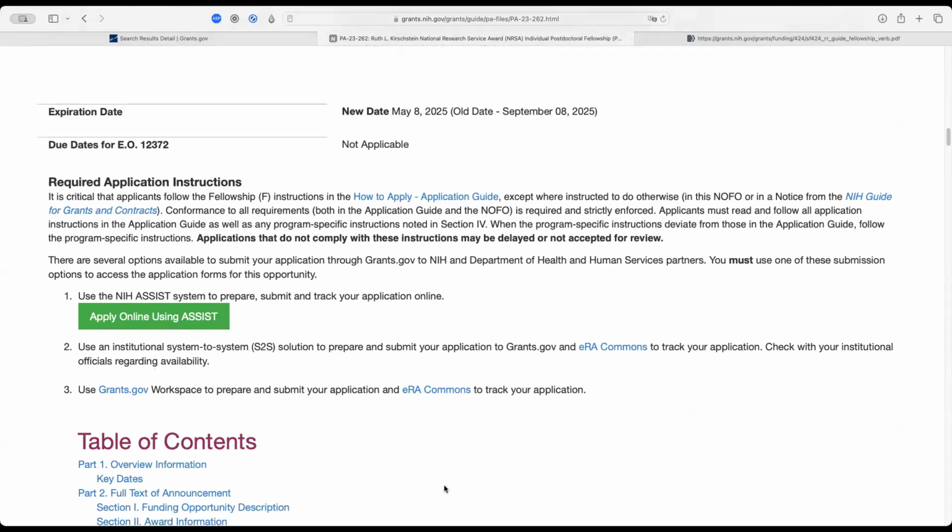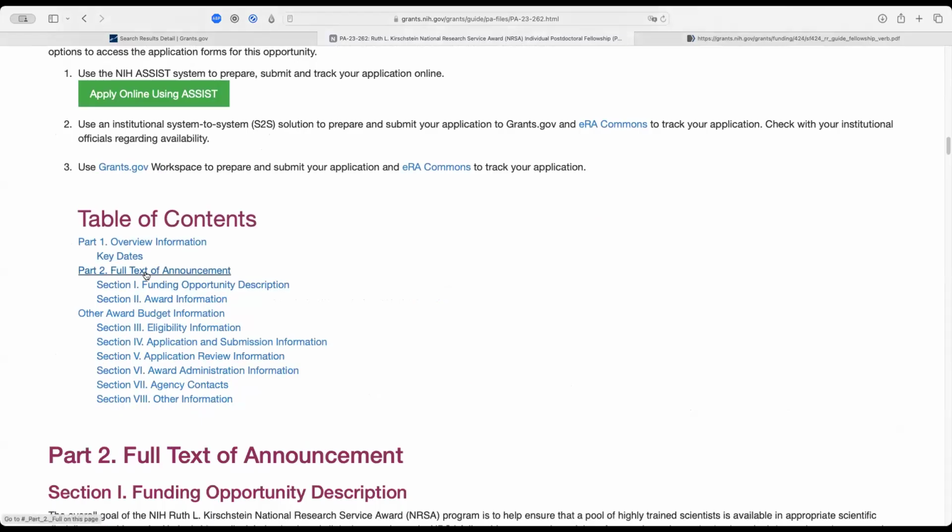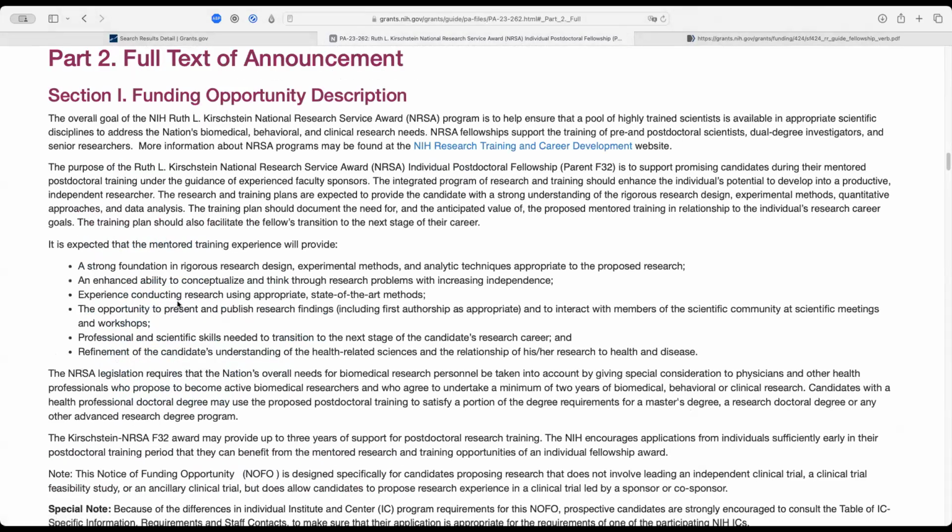But let's see what's required for the application. But first, let's read this announcement or parts of it. These fellowships support the training of pre- and postdoctoral scientists, dual degree investigators, and senior researchers. Dual degree is usually referring here to MD, PhD students. And we see that this is designed in part to give you the foundation to support working in their mentored postdoctoral training under the guidance of experienced faculty sponsors. And so this is about creating the conditions to prosper.